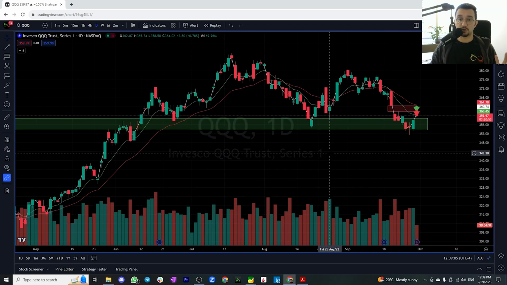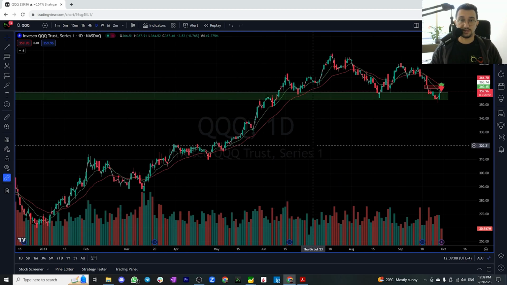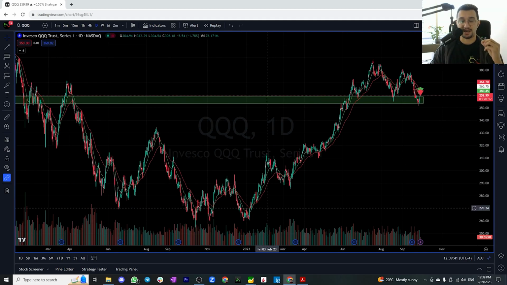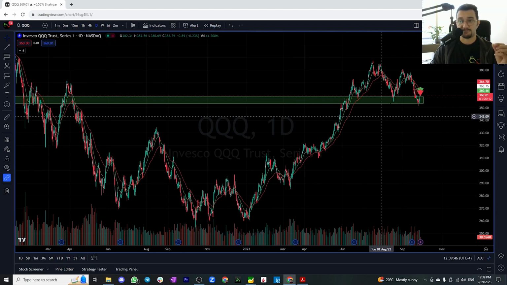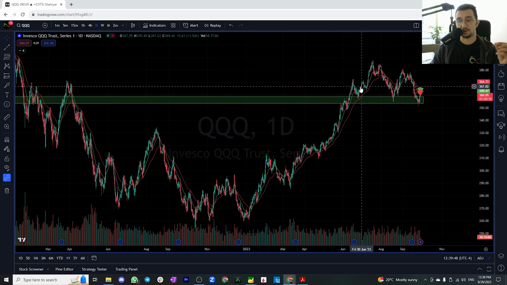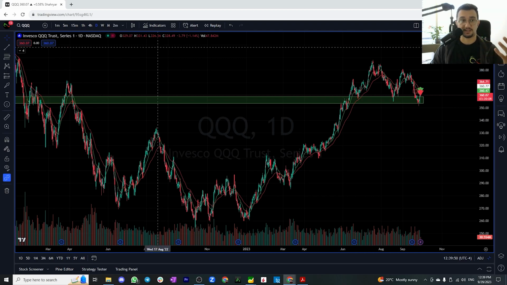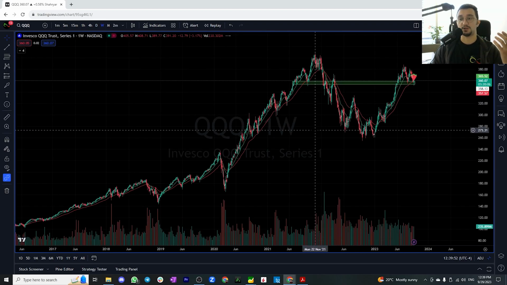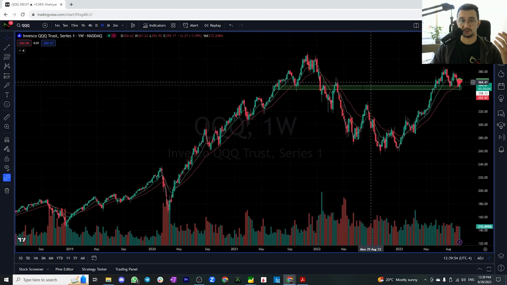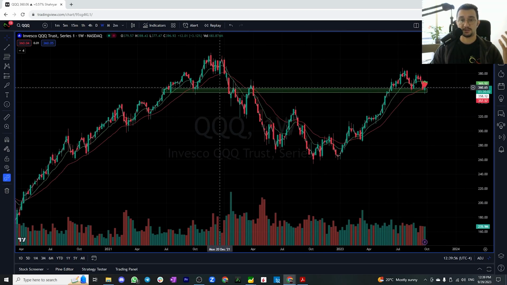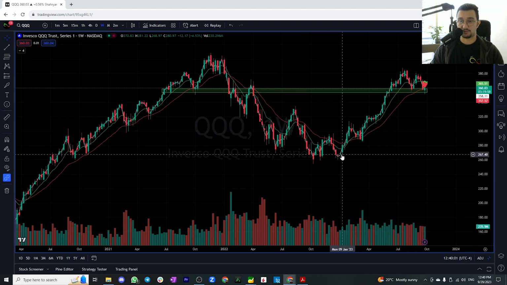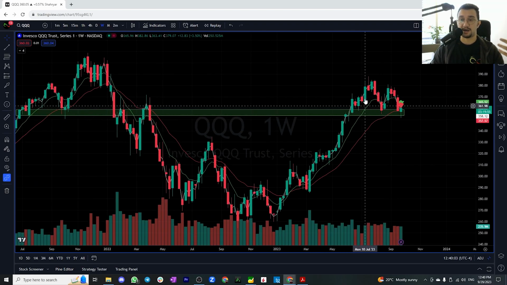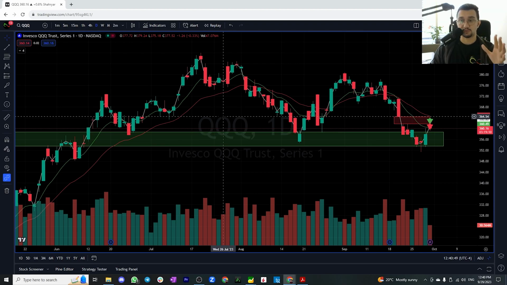All right, so here you see QQQ's daily chart. As you can see, we had a bullish move since the beginning of 2023, and in the last few months we have been consolidating on QQQ. If you check out the weekly chart, it's a little bit more clear, right? This is the whole 2022, and then finally in 2023 we picked back up, but right now we are consolidating. But where are we right now?